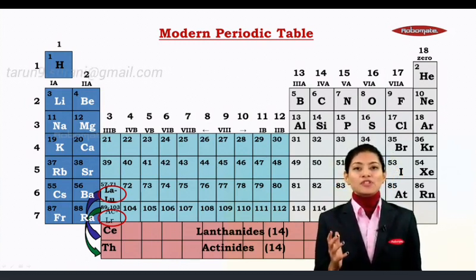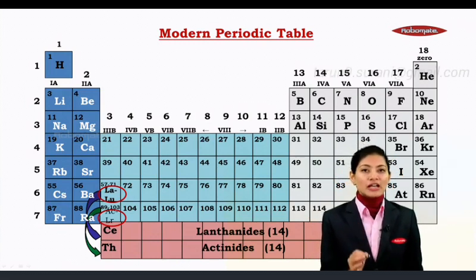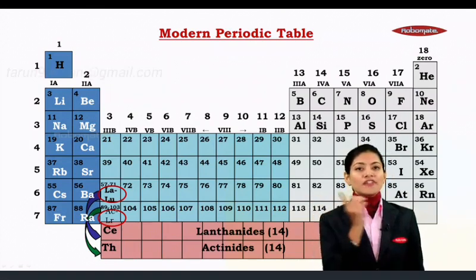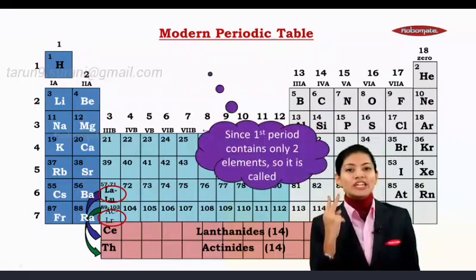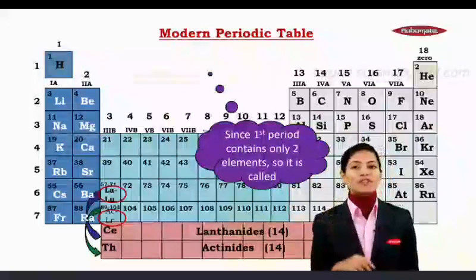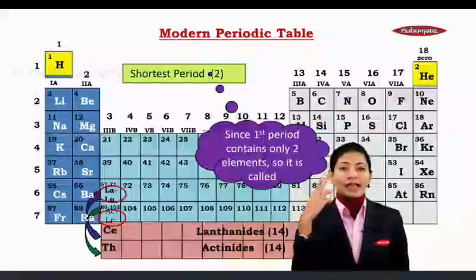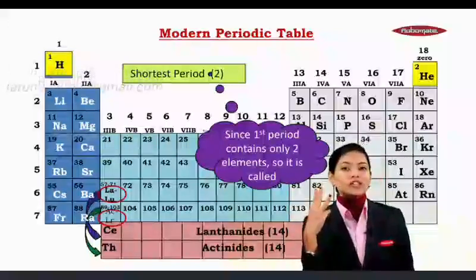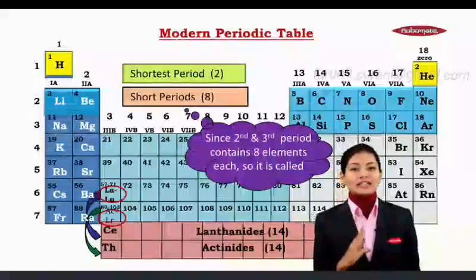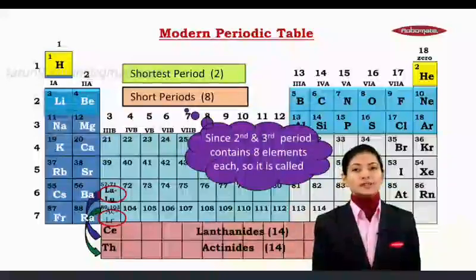So if this was about filling up the elements, you are also to be aware of the various names of the periods and the groups. In this module, we are just covering the common names of the periods. You will notice over here that the very first period has only 2 elements. Since the first period contains only 2 elements, it is called the shortest period. The second and the third period, we counted, include a total of 8 elements. So the second and third period, which contain 8 elements each, are called short periods.